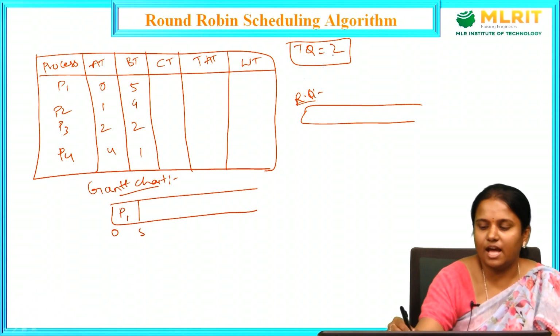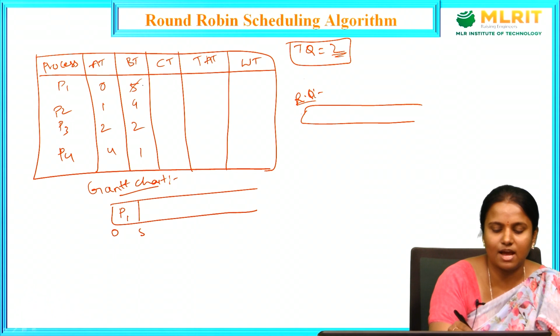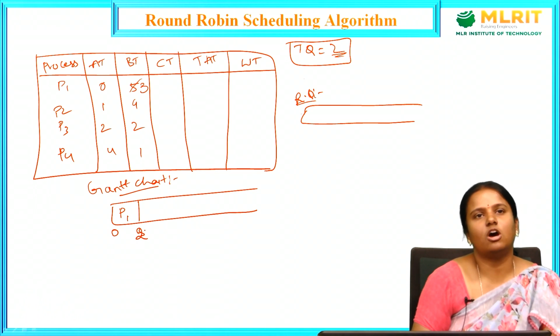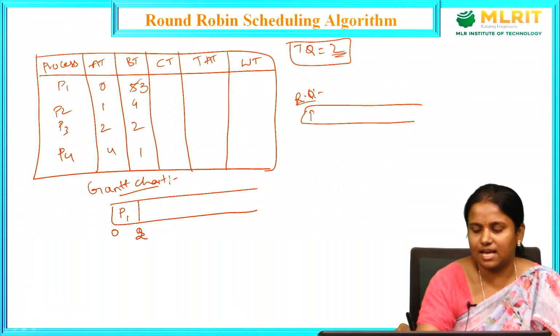We have time quantum 2, so we need to reduce the value. 5 minus 2, remaining is 3, and we calculate with 2, so 0 to 2. Now which processes are ready? P1 is ready, P2 is ready, P3 is ready. As P1 is existing, we need to schedule it next. So next P2, P3 and next P1.